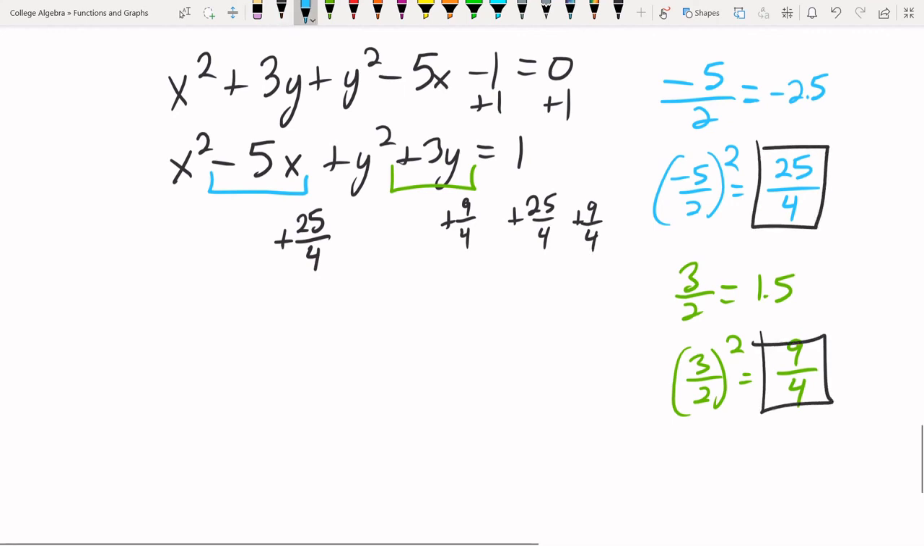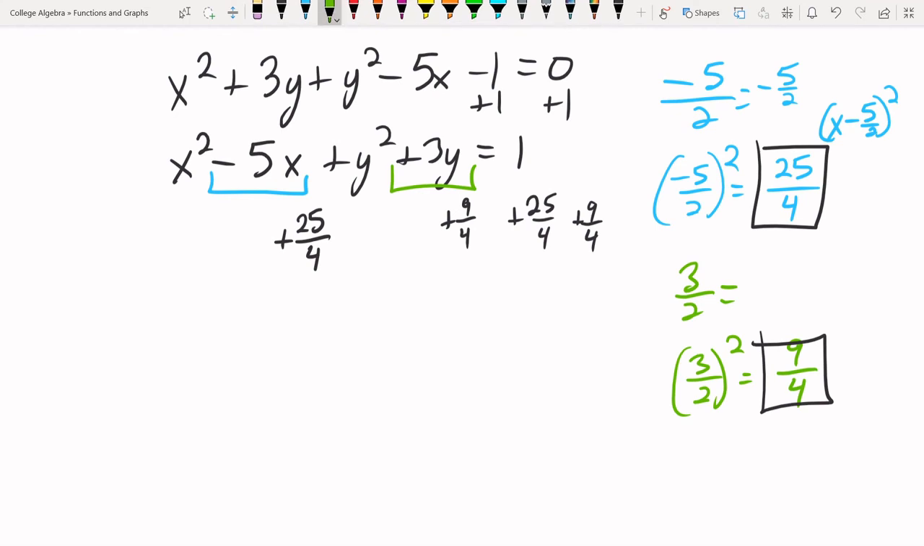Right, we're adding this number. And we know we're going to get, I'm going to leave it as fractions and not use this negative 2.5, but this really is just negative 5 halves. We're going to get x minus 5 halves squared. And this one down here is going to be just 3 over 2. y plus 3 over 2 squared. That's because it's a positive and this one's a minus.